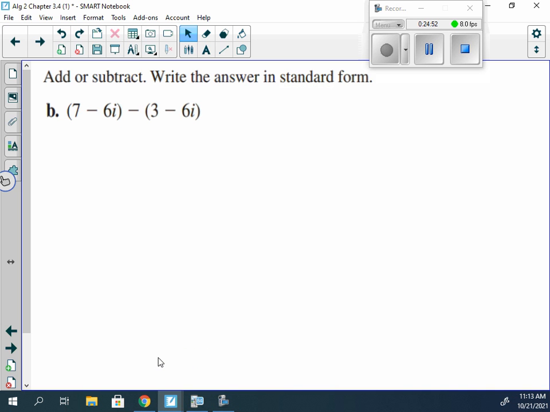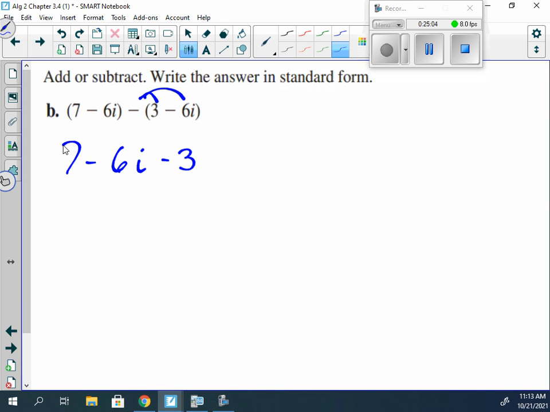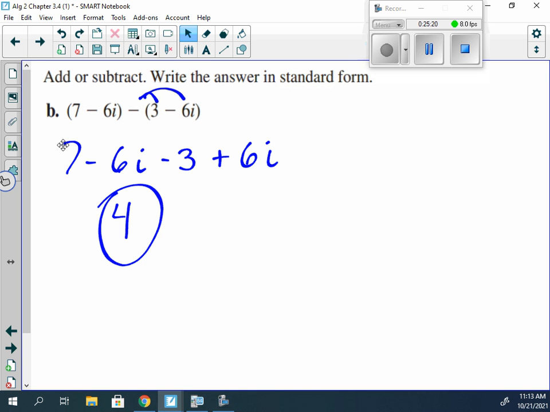Well, let's look back at the problem. Well, 7 minus 6i wouldn't change, but I do need to distribute that negative through. So it would be a negative 3. The negative and negative would give us plus 6i. 7 minus 3 is? What is negative 6i plus 6i? Okay, well, it just worked out that these i's canceled out completely. And that's it.